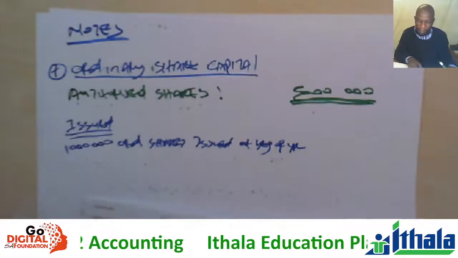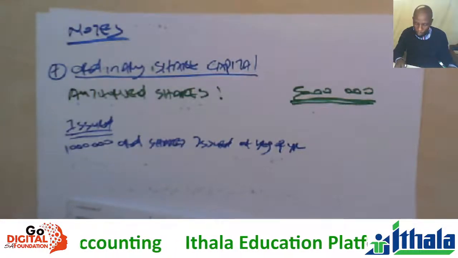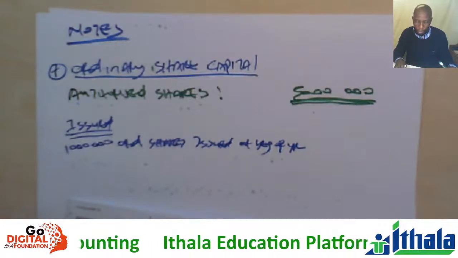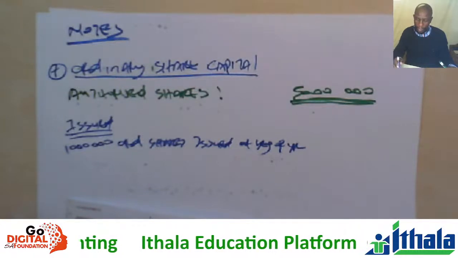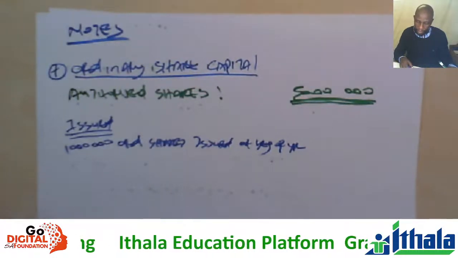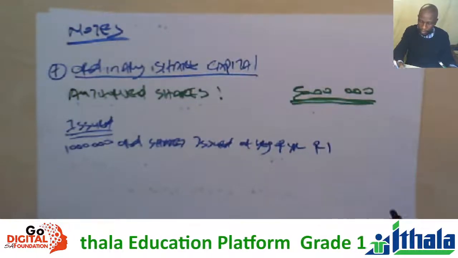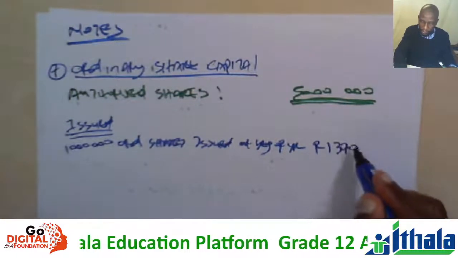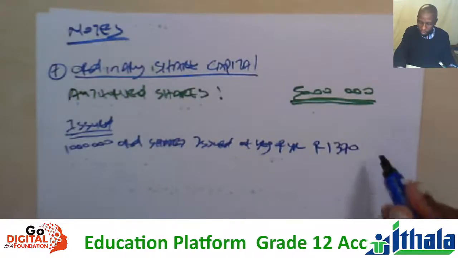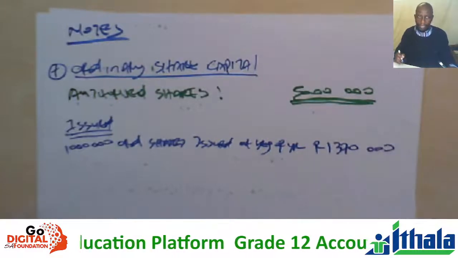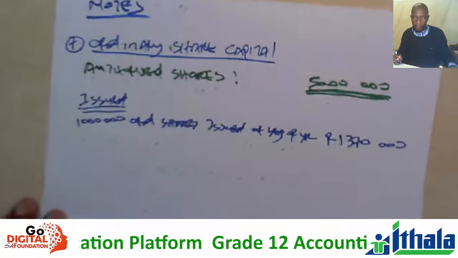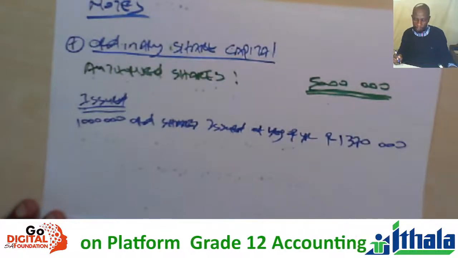Therefore, you go to the capital. Look at B. You go to the capital at the beginning of the year: 1370. That is our capital at the beginning of the year.